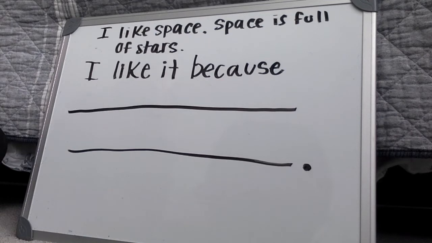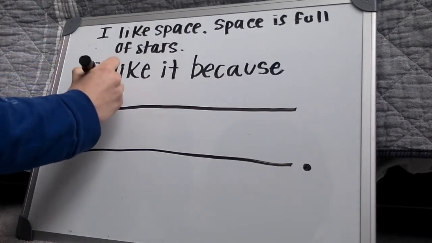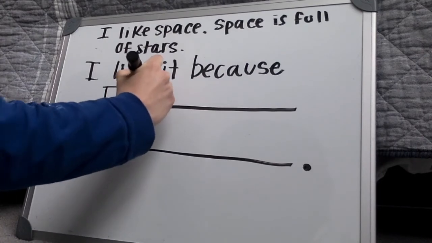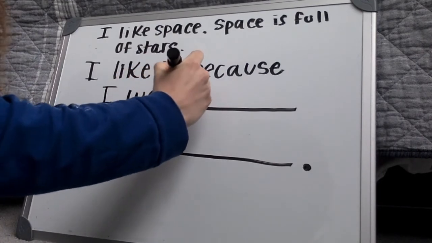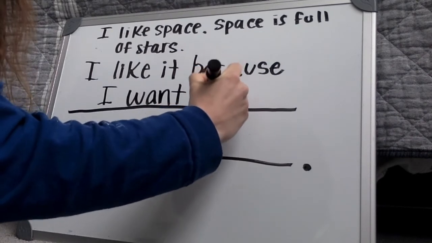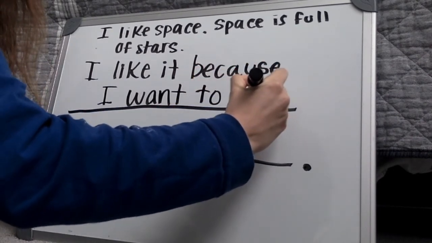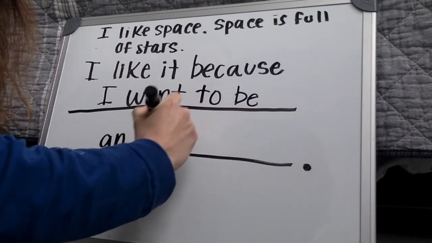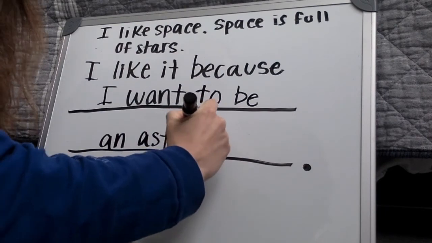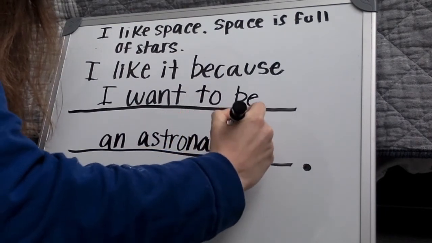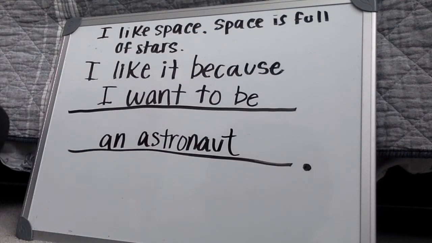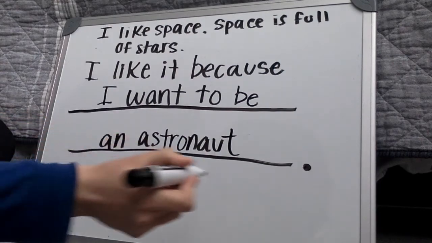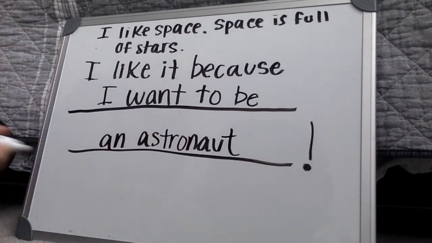But I'm going to write, I like it because I want to be an astronaut. Kind of a funny word there at the end. I like it because I want to be an astronaut, and I'm even going to change my period here at the end to an exclamation point because I'm so excited about this sentence.